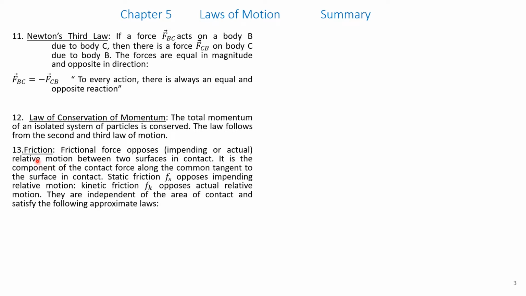Point number 13. Friction. Frictional force opposes, that is impending or actual, relative motion between two surfaces in contact. Please note two surfaces in contact. It is the component of contact force along the common tangent to the surfaces in contact. Static friction Fs opposes the impending relative motion, whereas kinetic friction Fk opposes actual relative motion.